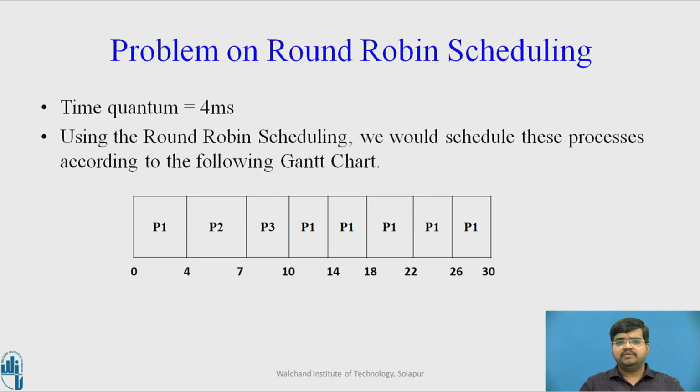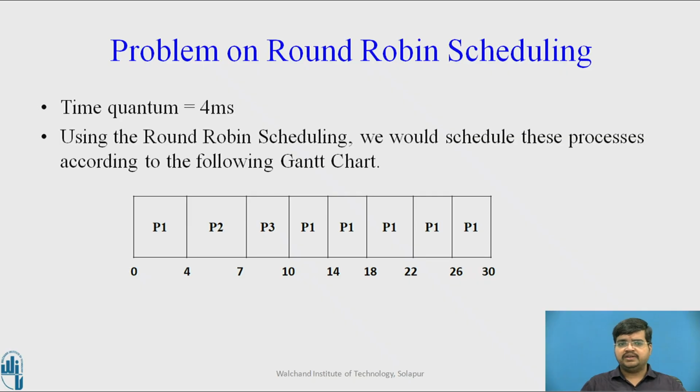Observe that the total required time for P1 is 24 milliseconds. From that, P1 executed only 4 milliseconds, so the remaining time is 20 milliseconds. At this point, the next preference will be given to process P2. P2 requires only 3 milliseconds, so P2 completes its execution within one time quantum. The next process is P3. Again, P3's burst time is 3 milliseconds, so P3 also executes within one time quantum.